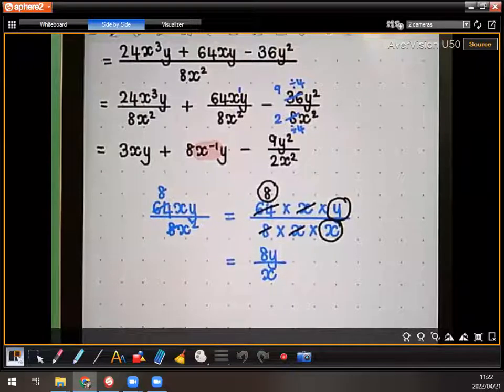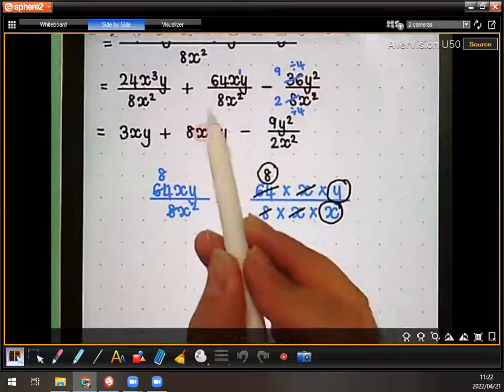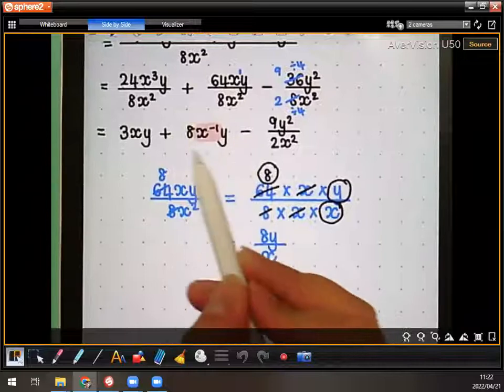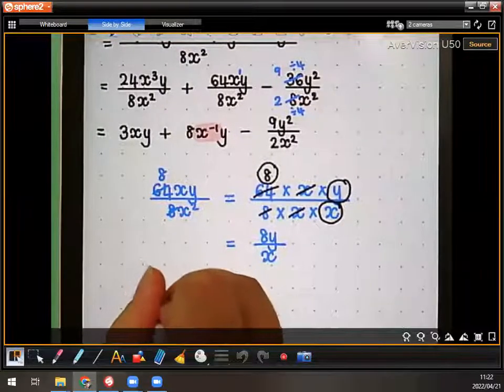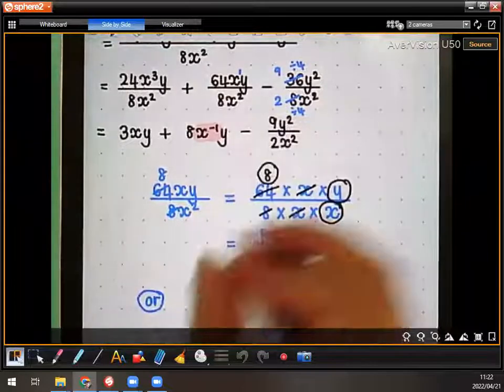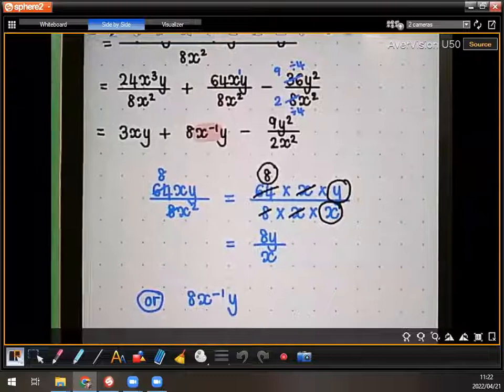Okay, that's quite nice actually if you visualize it as what's at the top, what's at the bottom, what's left. But it is going to take some practice, so don't rush yourself. Guys, like I said, if you prefer this method, where you do your top exponent minus your bottom exponent, you will end up with that term that we had in that answer, right? 8x to the negative 1 y.